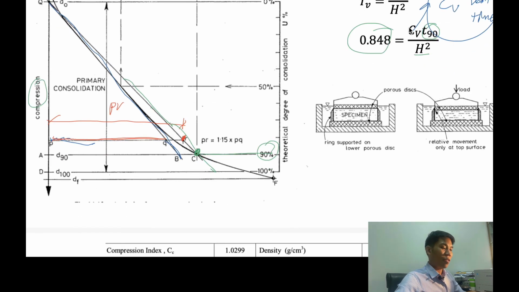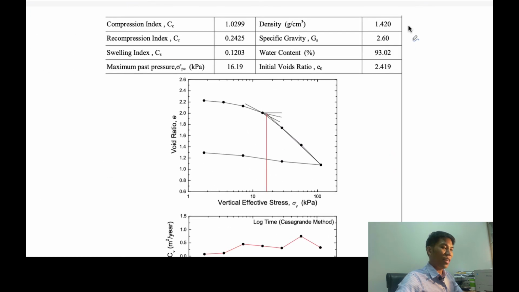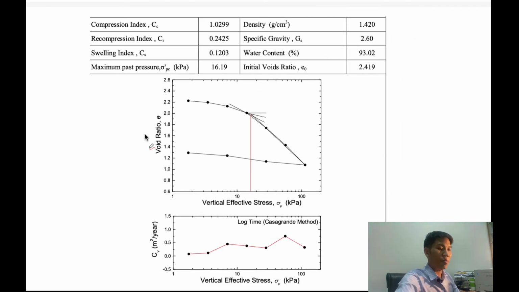The final report of this lab is something like this. Firstly, you have to plot void ratio against stress. You have to determine the CR, CC, and CS. And it's not only this, you have to determine the CV value for each loading. In this lab, we have two methods for determining the CV value. I let you use only one method, the so-called log time method.